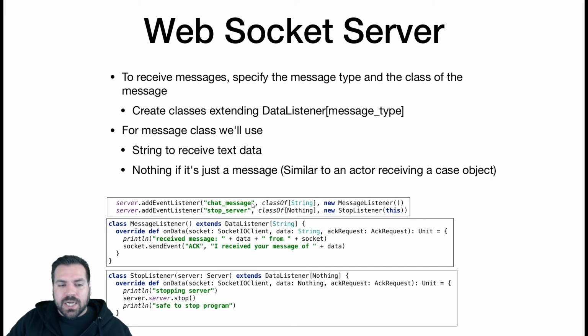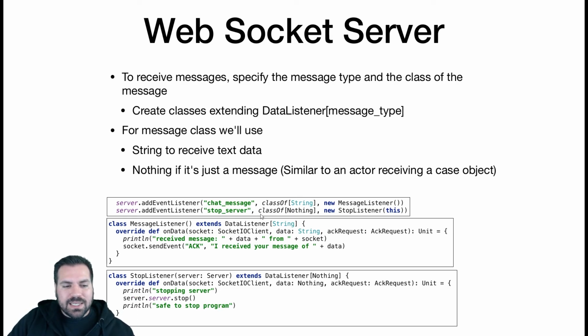A chat message, so if we're building a chat app, which we're going to, whenever the server receives a chat message from a client, we want to know the actual content of that message. So a message of type chat message is going to have the message itself as the data of this event that occurred, of this message that was received. So the data associated with this message is going to be a string. And we're going to say class of string: expect string data when you receive a message of type chat message. For each of these, we're going to create data listeners and give them this add event listener, the actual event listener that responds when messages of these types are received.